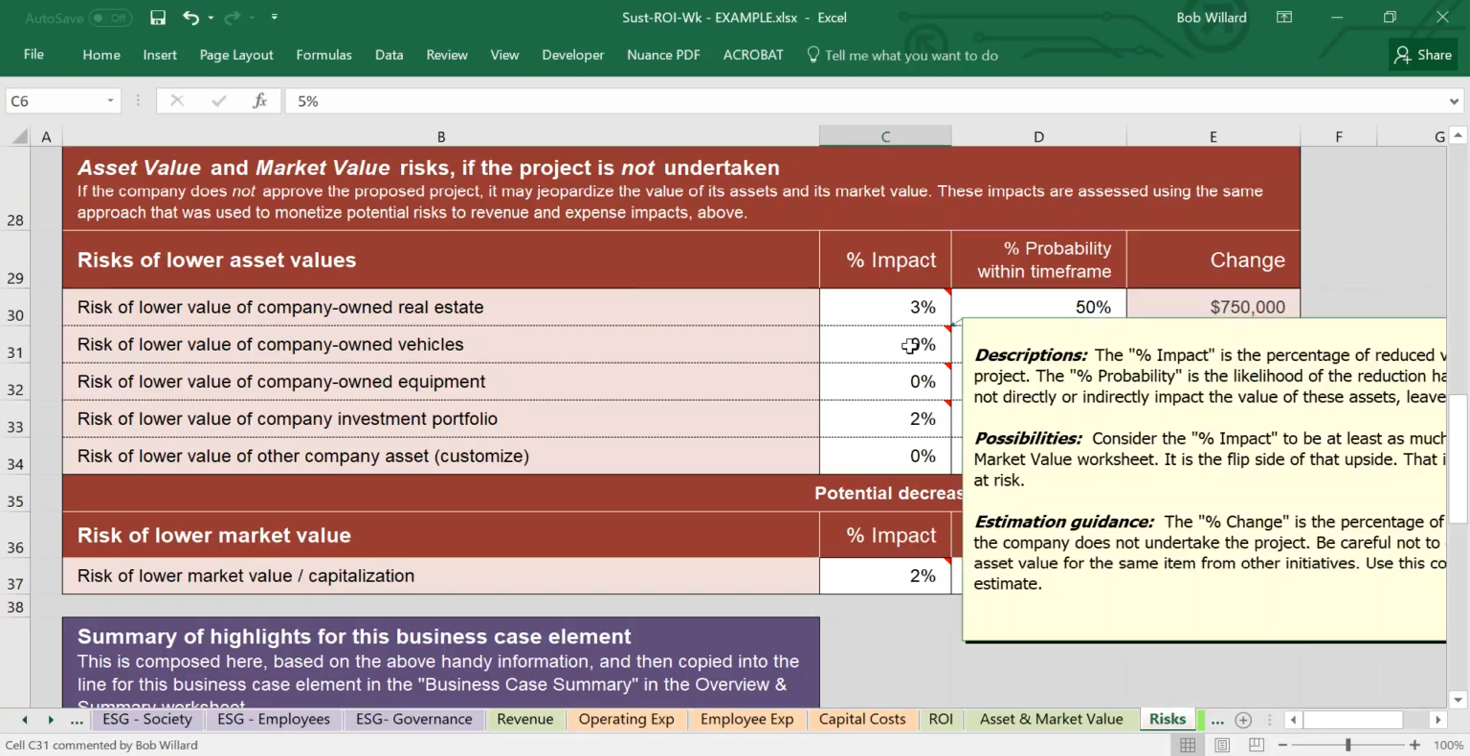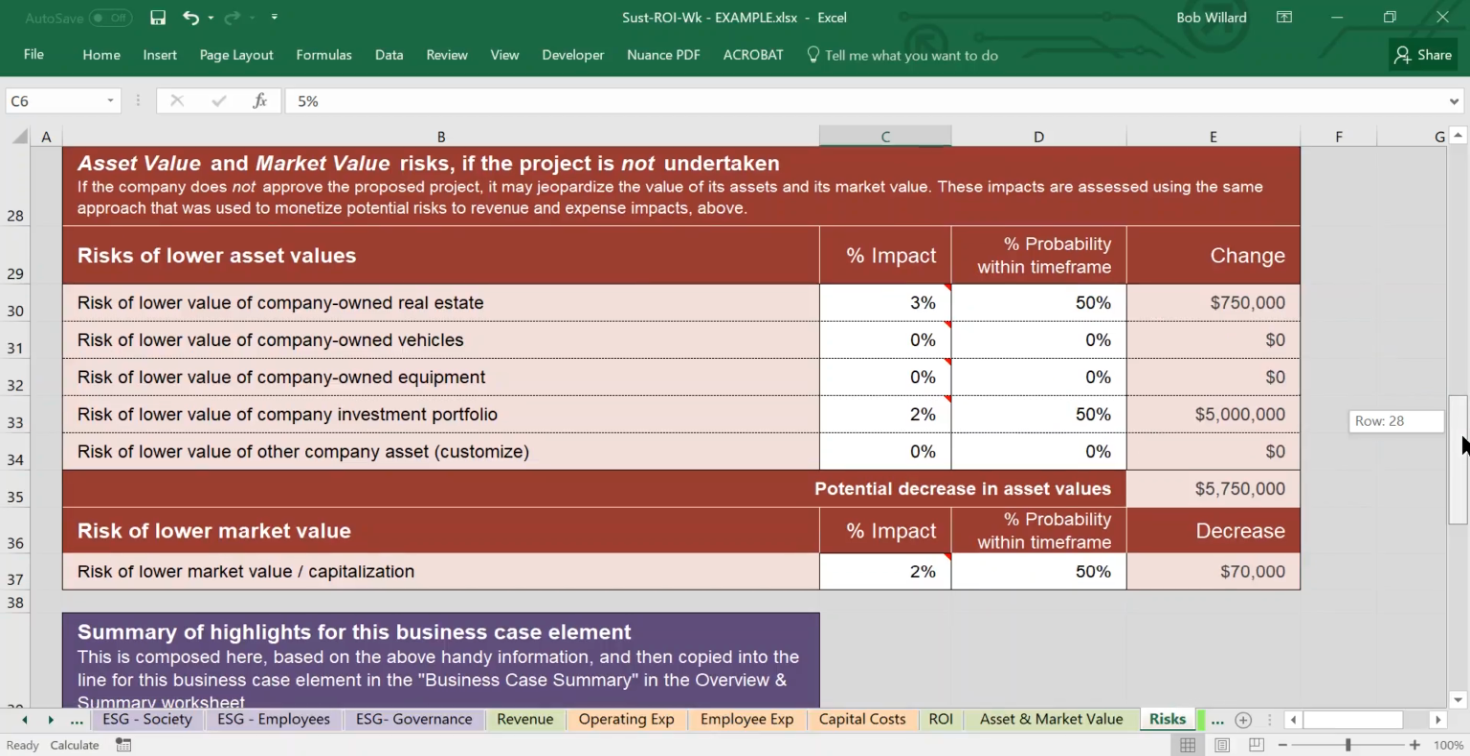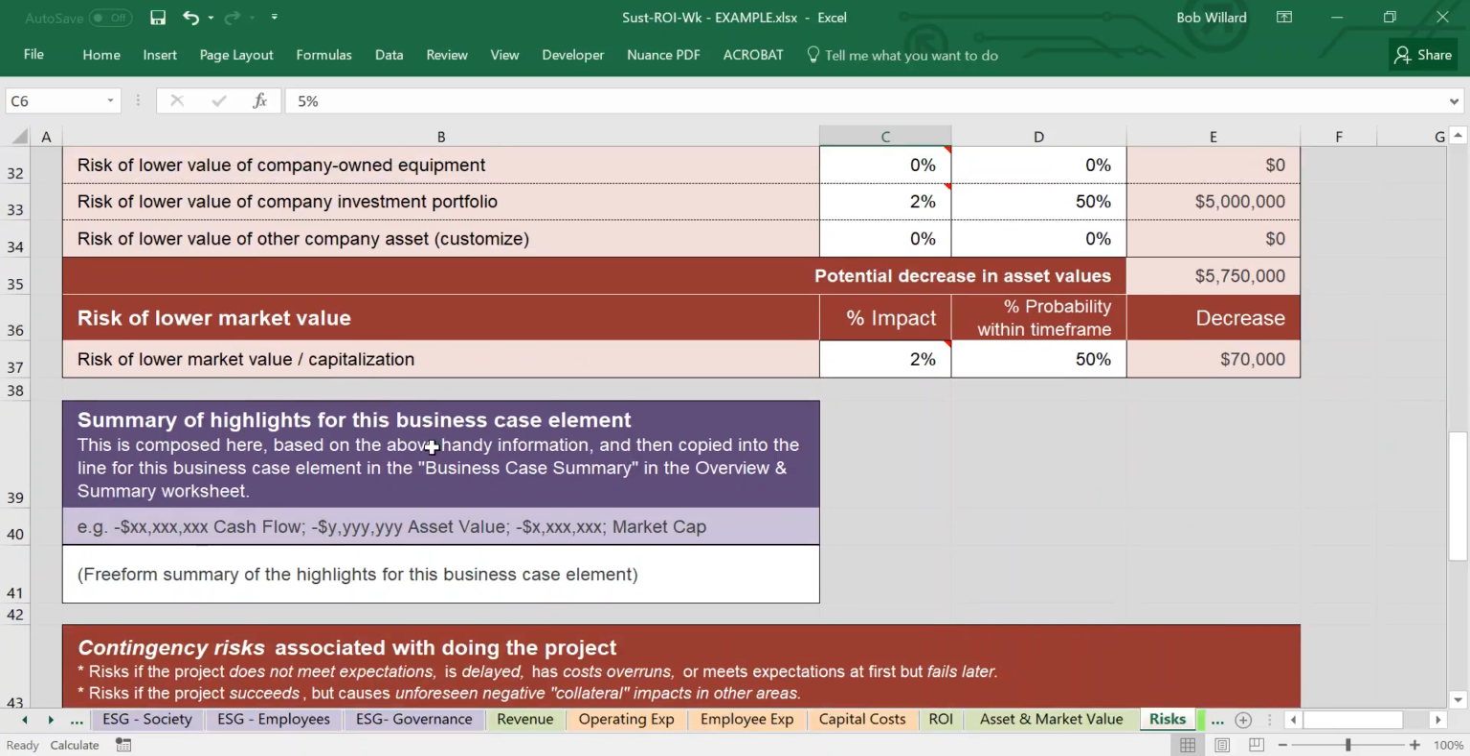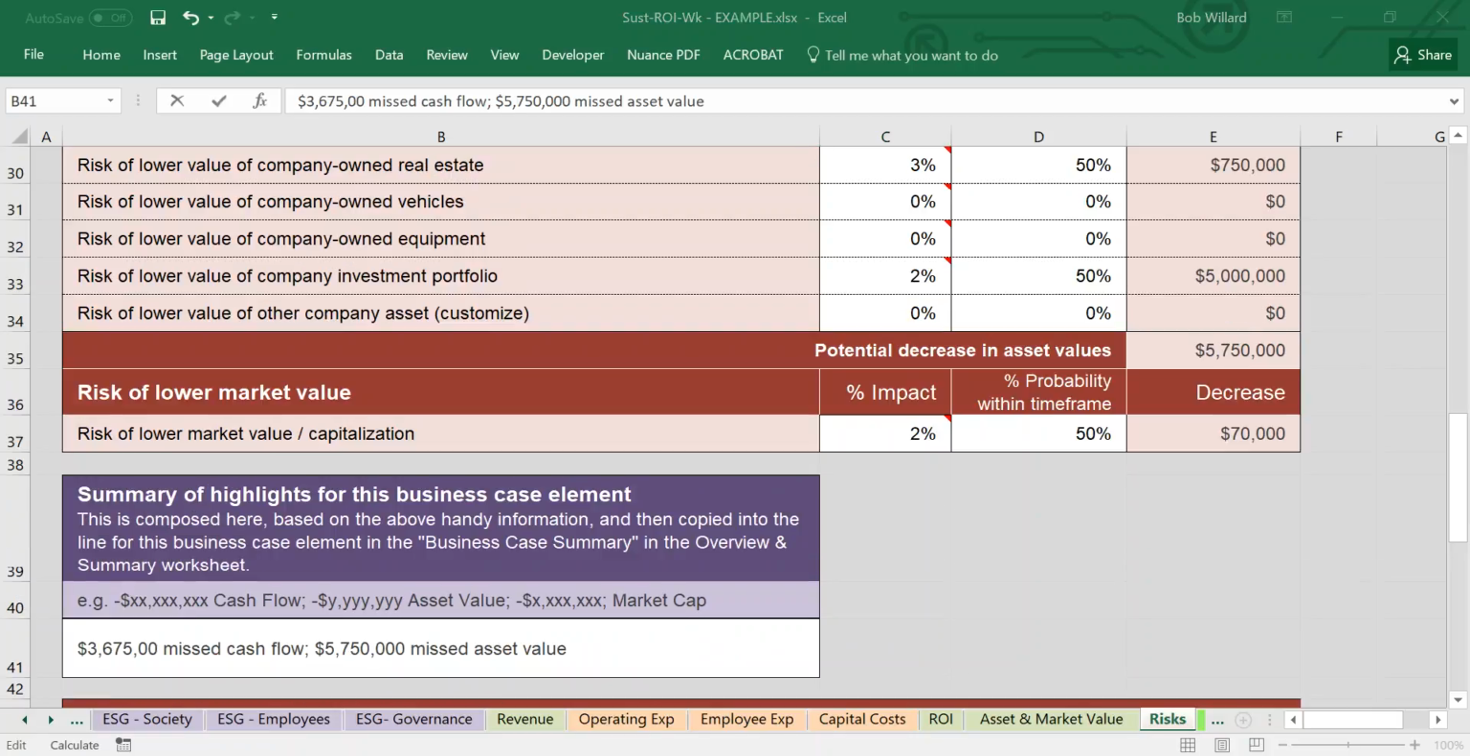Lots of explanation in the comments. And down below, we have a chance to summarize all of this in a highlight summary of the risks if we were not to undertake this project. So when you fill that in, it might look something like this. This summary of the highlights of what happens if the project, or what you might miss in positive cash flow or missed asset value increase, gets moved into the summary chart on the overview and summary sheet.